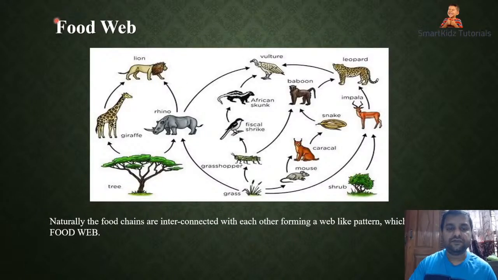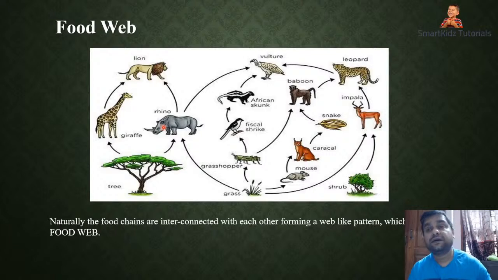This is a food web. Okay, just like a food chain, we have something called a food web. It just tells you how one individual is a meal for another, and how different individuals are interrelated to each other very intricately. So the food chains are interconnected with each other, forming a web-like pattern, which is referred to as a food web. So have a look at this.